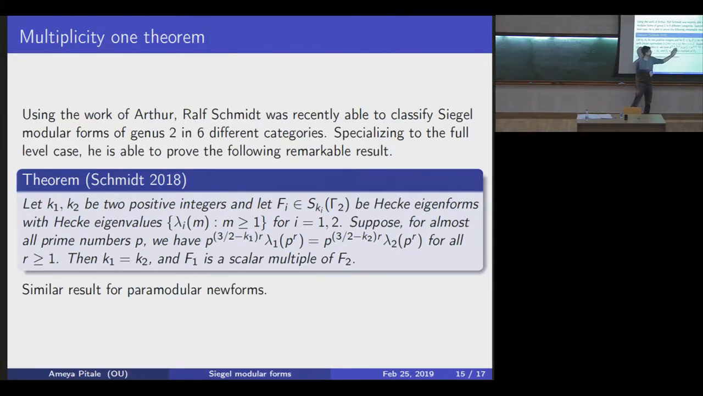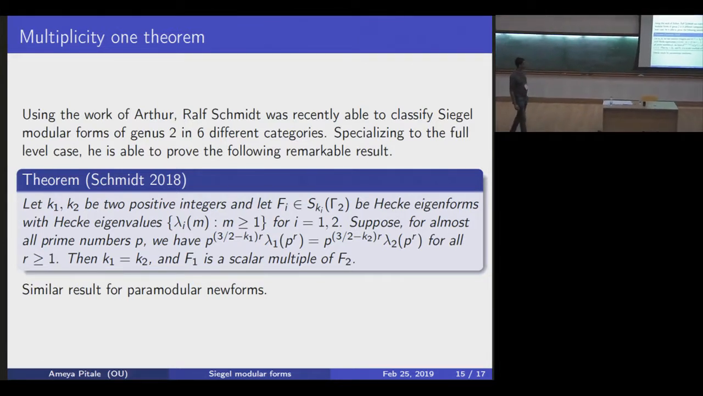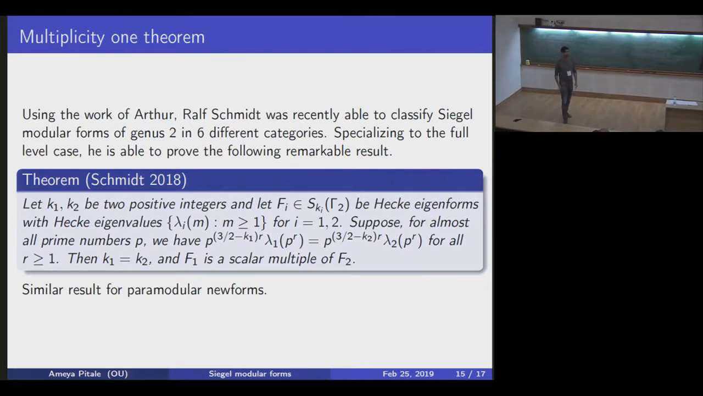If they match up for two modular forms, then their weight has to be the same and they are multiples of each other. So this multiplicity 1 is highly non-trivial, and this is only possible because of the recent work of Arthur. So what Ralph did is he took Arthur's book.